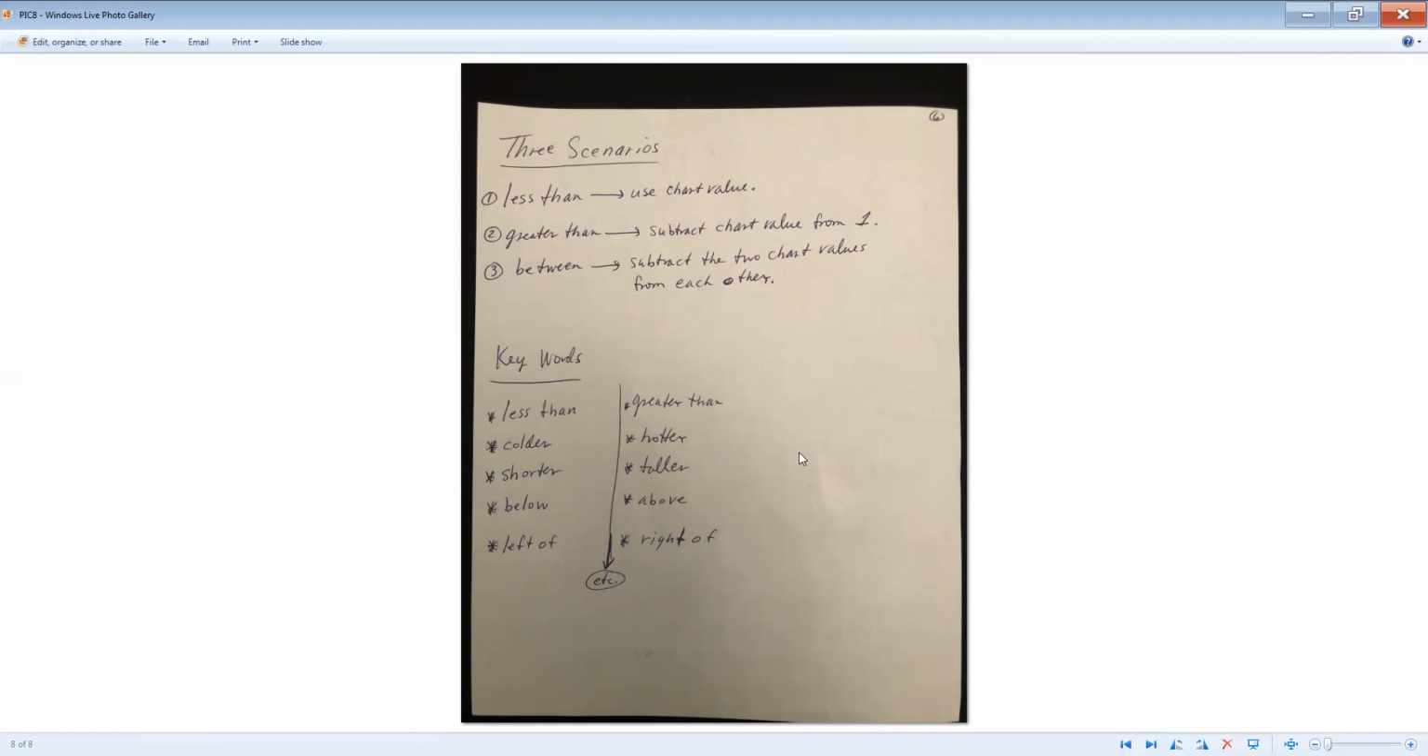And then keywords that will let us know that we will be using a less than relationship versus a greater than relationship. If you're dealing with temperature, you're looking at colder or hotter, height, shorter or taller, below, above, left of, right of, longer, shorter, anything of that nature. If you're talking about less than or to the left of, you will be using the chart value. Talking about greater than or to the right of, you will be using the chart value and subtracting that from one.